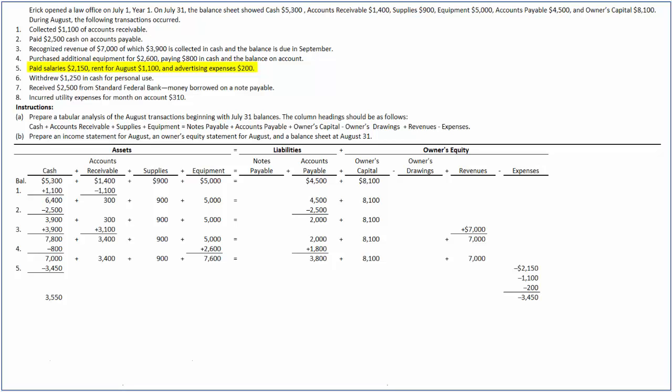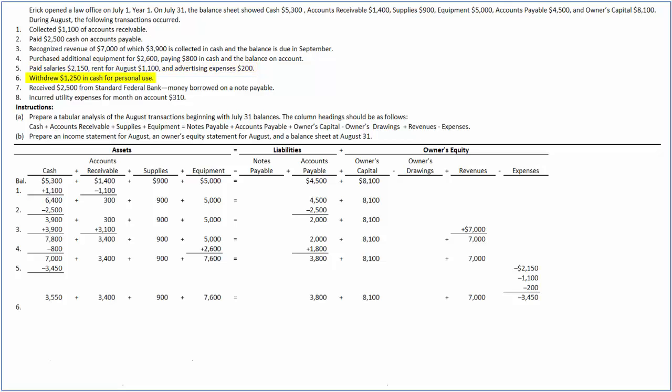Note that a negative amount under the expense column does not mean a decrease in expense. Instead, it represents the effect of the transaction on owner's equity. Therefore, it means that any increase in expenses will decrease the owner's equity. The balances in other accounts remain the same.